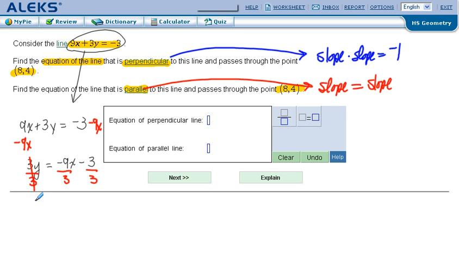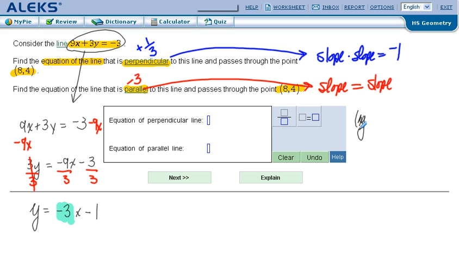Cancel. And our y equals mx plus b version is y equals -3 (3 goes into 9 three times) x, and of course minus 1. So our given slope is going to be -3. So the slope we want for parallel is going to be -3, and for perpendicular, it's going to be positive 1/3.